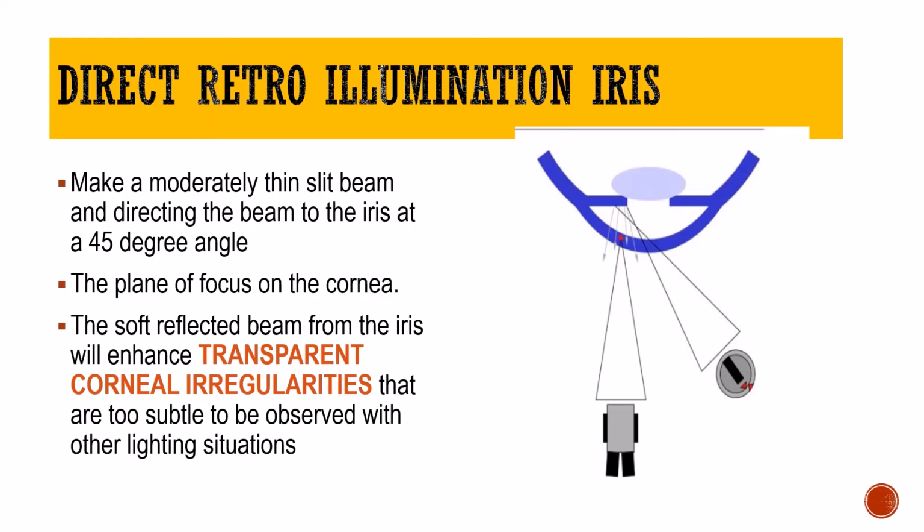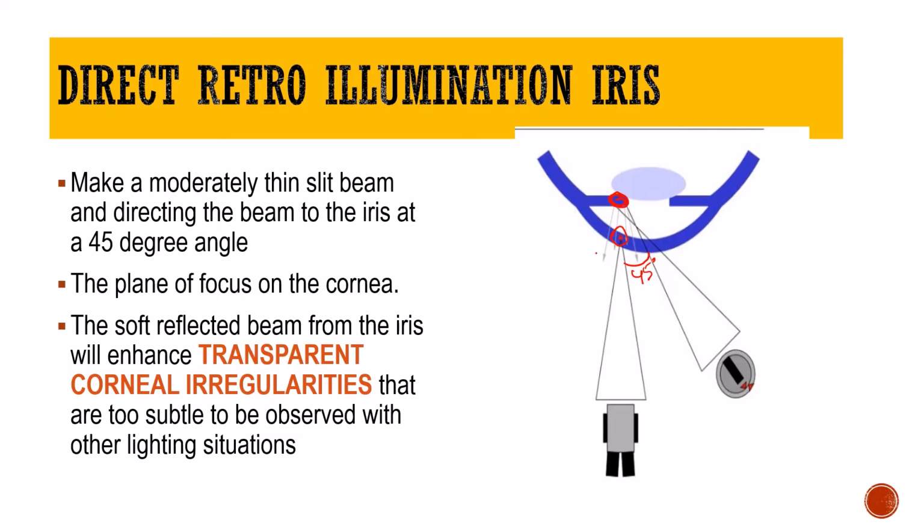So, what is meant by direct retroillumination from iris? As I told you, in direct retroillumination, we are directly putting the light behind the object of interest, or what I mean to say is we are directly projecting the light on the iris, which is situated behind this object of interest. So, how do you do it? You take a moderately thin slit lamp beam and then direct it at an angle of 45 degrees. That means the angle between the illumination and the observer system should be 45.